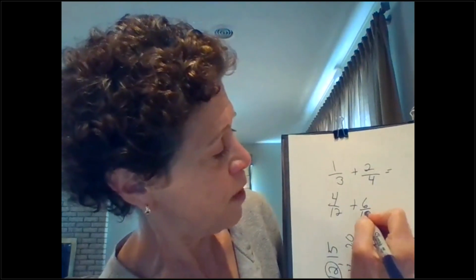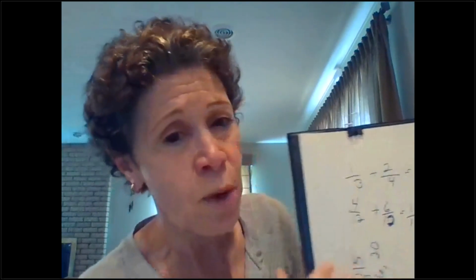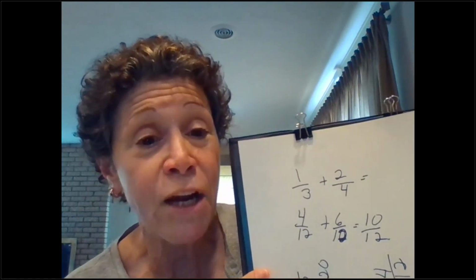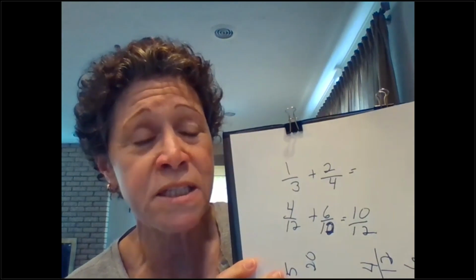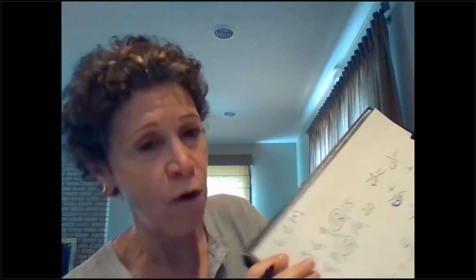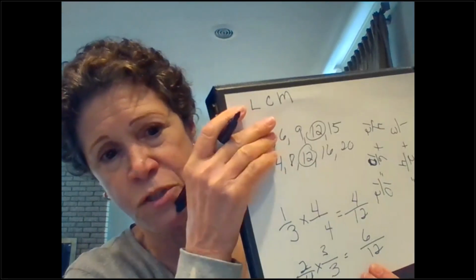6/12, sorry, 6/12. So the answer is 10/12. Now here's where we get into the greatest common factor. So what we did over here is we raised the fractions, correct?